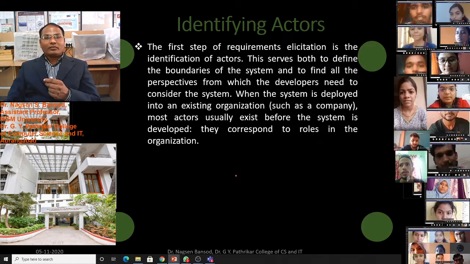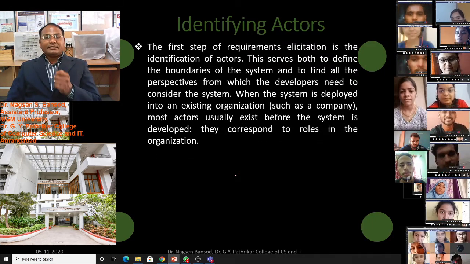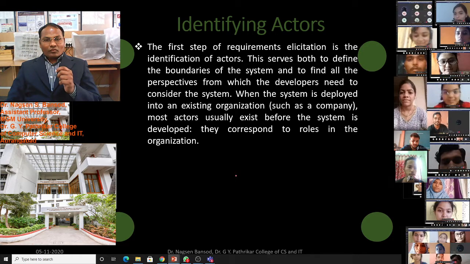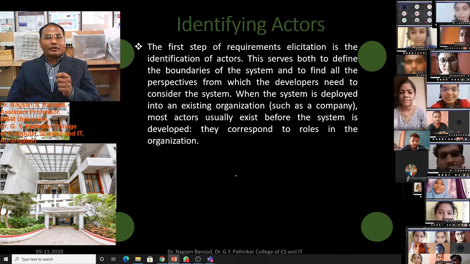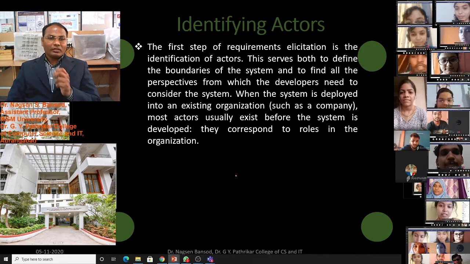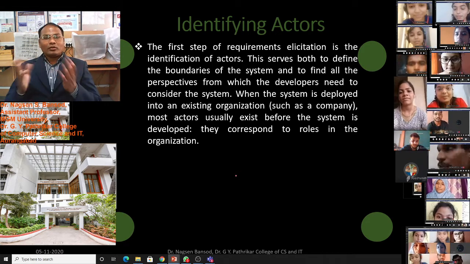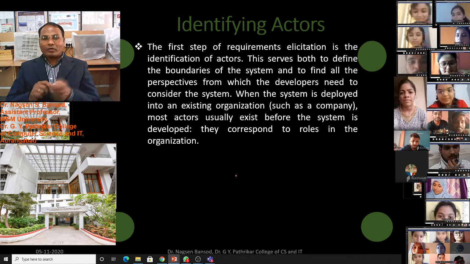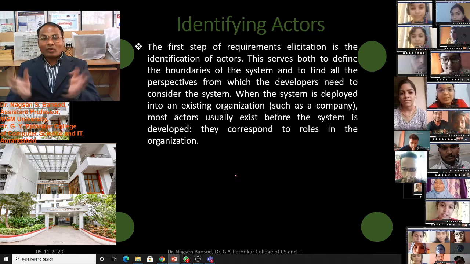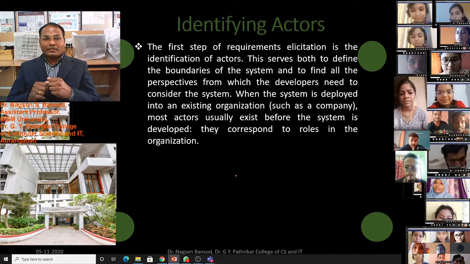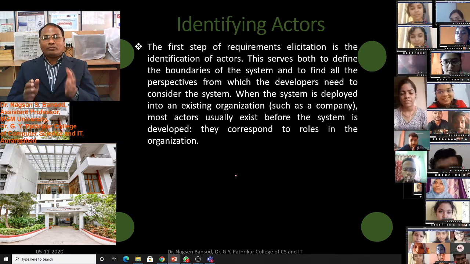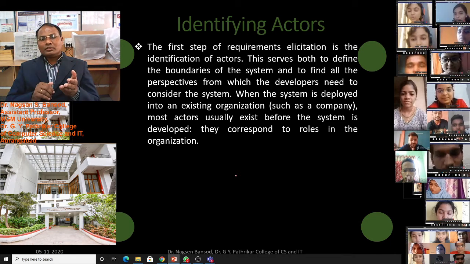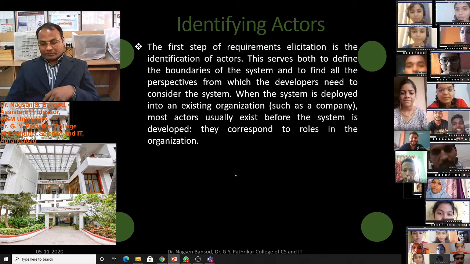The first step of requirement elicitation is the identification of the actors. It serves both to define the boundaries of the system and to find all the perspectives from which the developer needs to consider the system. When the system is developed for an existing organization such as a company, most actors usually exist before the system is developed. They correspond to roles in the organization.